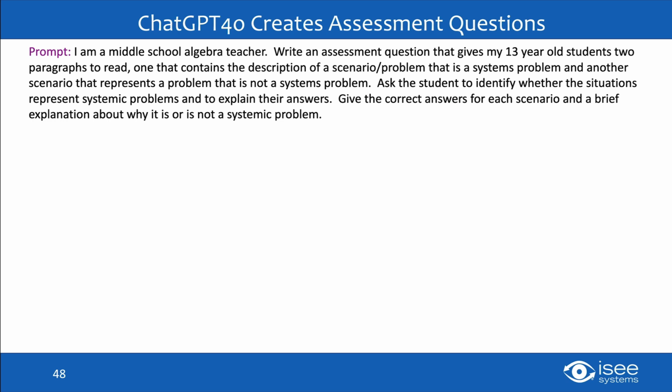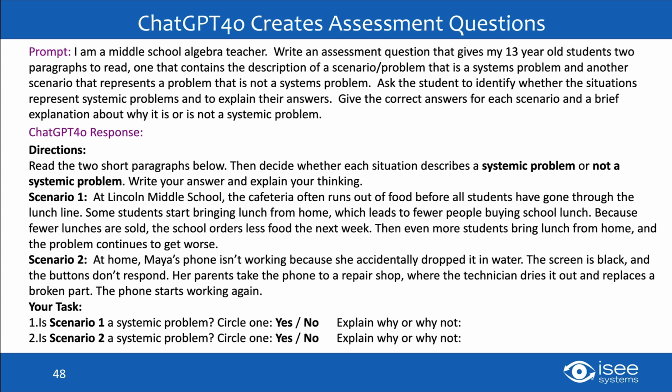Here is the prompt that I gave ChatGPT 4.0 that asks it to come up with 2 short paragraphs explaining a problem, one of which is a systems problem and the other that is not. System dynamics is designed to work on systems problems, so students need to be able to identify problems that have systems features, elements, interconnections, and purpose. This is the example that the AI gave me.